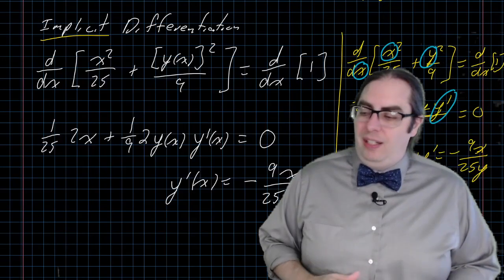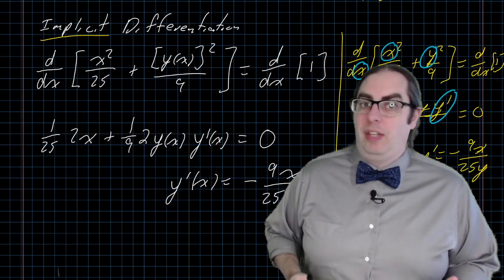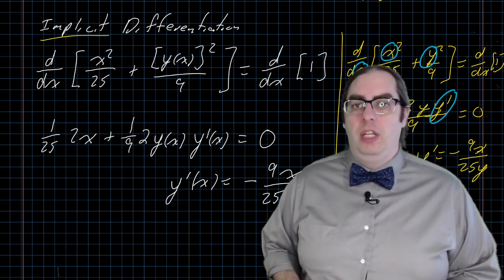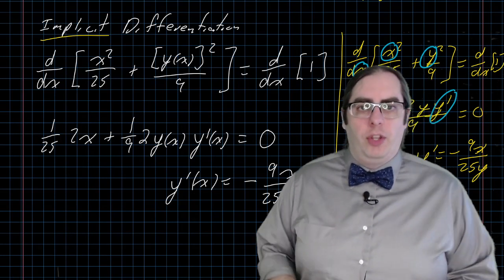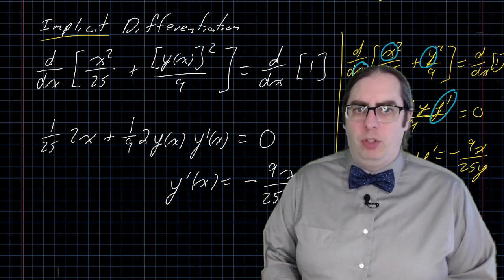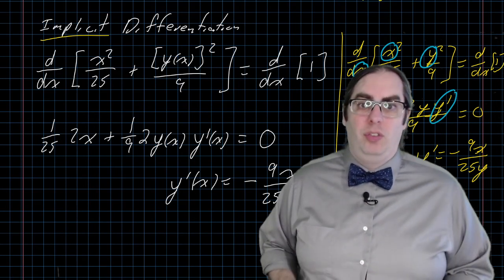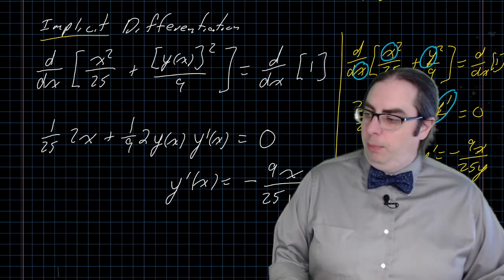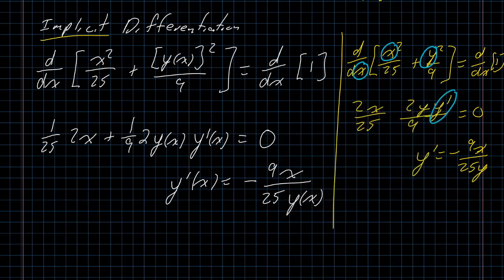We'll see in a future video that this can get even worse. We can have 3 or 4 or 5 variables, and it could be that none of those variables are the thing we're taking the derivative with respect to. It still works. It still gives you the same result. It helps if I push the right button. There we go. But however we do it, we do end up with y prime is negative 9x over 25y.